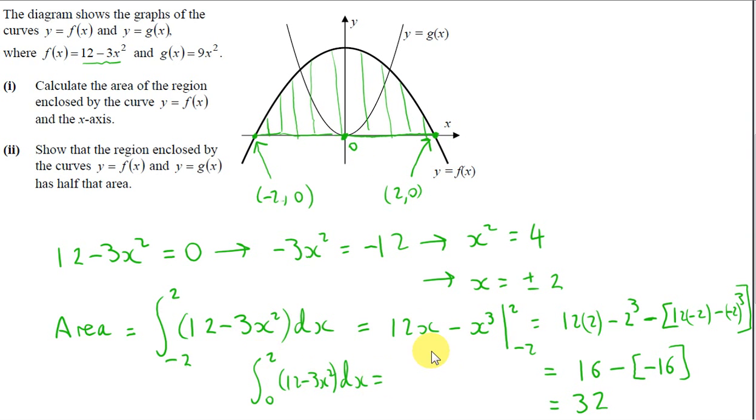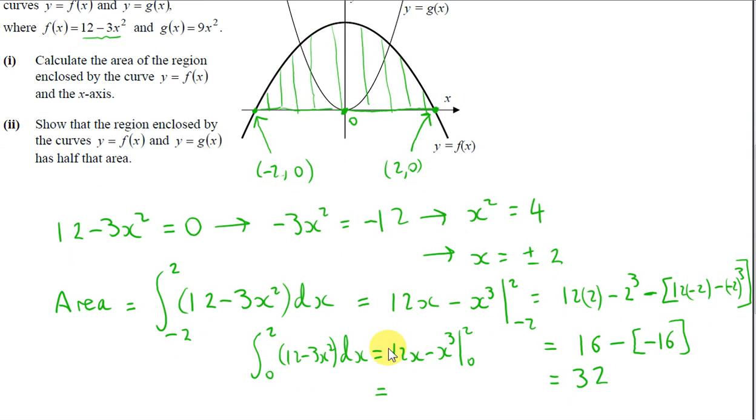You know, we would have 12x minus x cubed from 0 to 2. If we plug the upper limit 2 in, we get 16 as we saw before, but if we plug 0 in, well, we get 16 minus 0, which is 16. Okay, so 16 would be this area here, and of course we just multiply 16 by 2 to get 32.